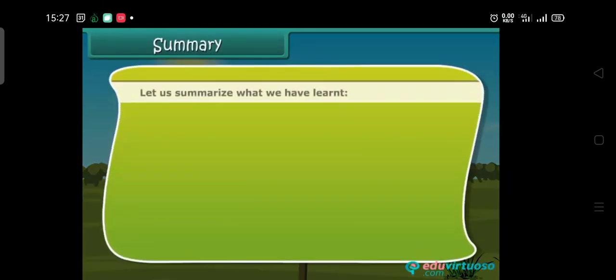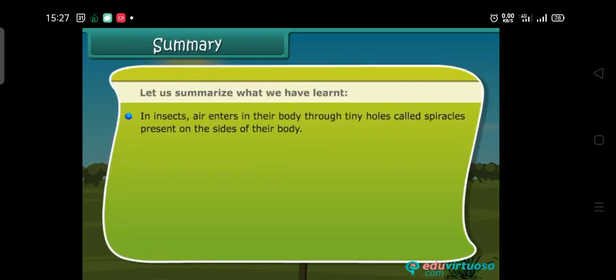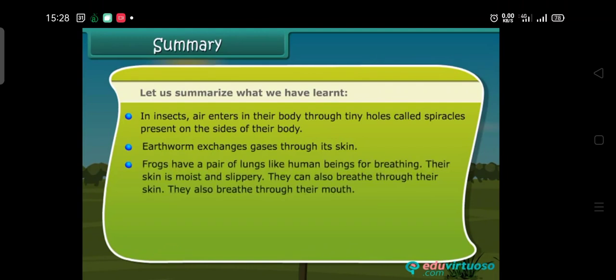Let us summarize what we have learned. In insects, air enters in their body through tiny holes called spiracles present on the sides of their body. Earthworm exchanges gas through its skin. Frogs have a pair of lungs like human beings for breathing. Their skin is moist and slippery. They can also breathe through their skin. They also breathe through their mouth.